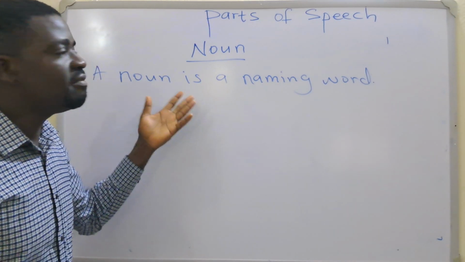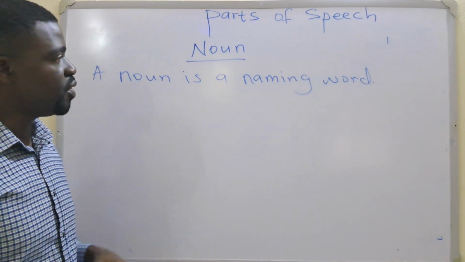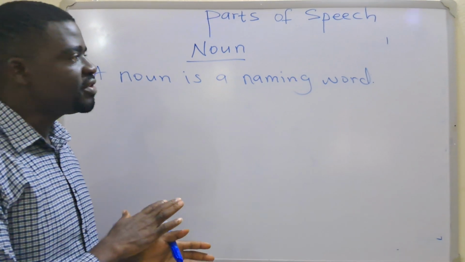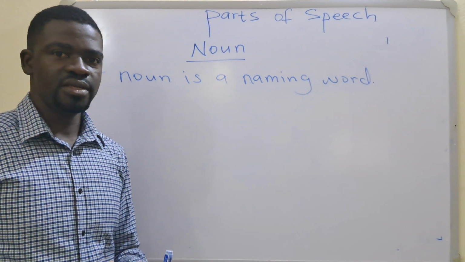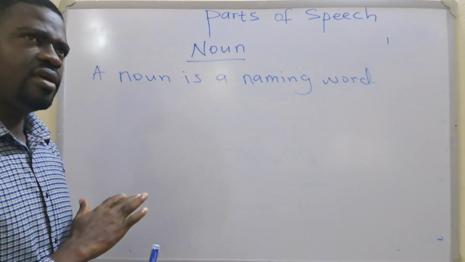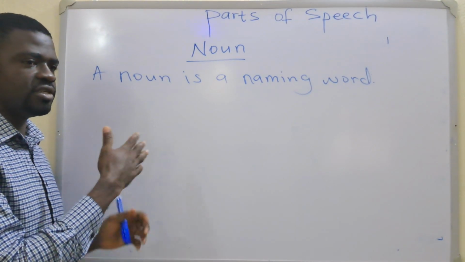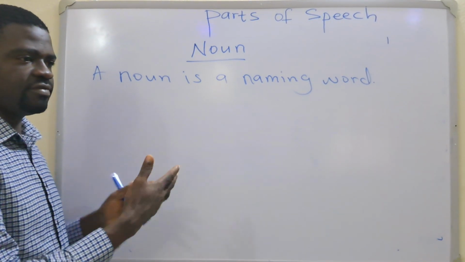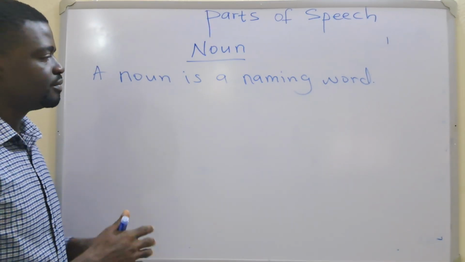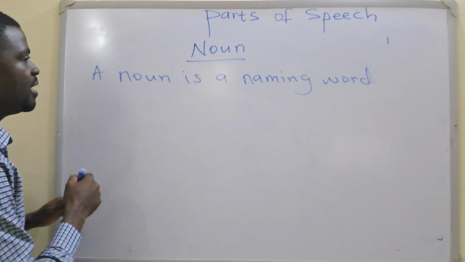Nouns also have types. So nouns can be described in different ways. We are going to take the basic classification or description of nouns. Let us follow the primary school standard. We have different types of nouns.